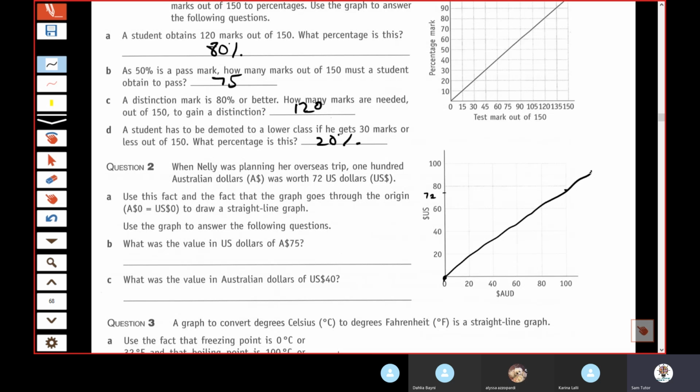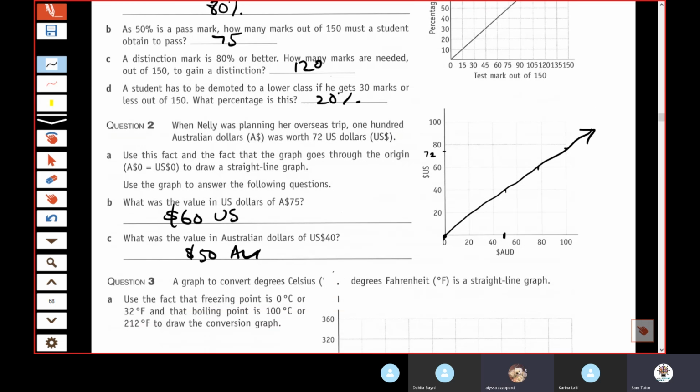There you go. Okay, use the graph to answer the following questions. What was the value in US dollars of 75 Australian? 75 Australian, looks like it's 60 bucks. 60 US. What was the value in Australian dollars of US 40? That looks like midway from the way I've drawn it. So 50 AU. Any questions?